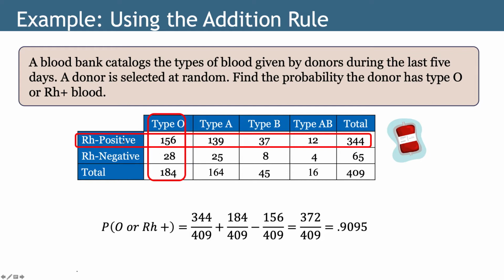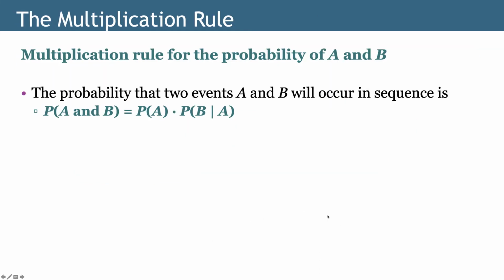So RH positive, I got those flipped, but it doesn't matter. It's addition, so who cares? But the number of type O's is 184 out of 409. RH positive, 344 out of 409. And then there's 156 in the overlap, so you subtract that off. Remember, when you add fractions, you keep the common denominator. So anyhow, you work that out. Roughly 91% according to this. All right. Okay. Next rule then.